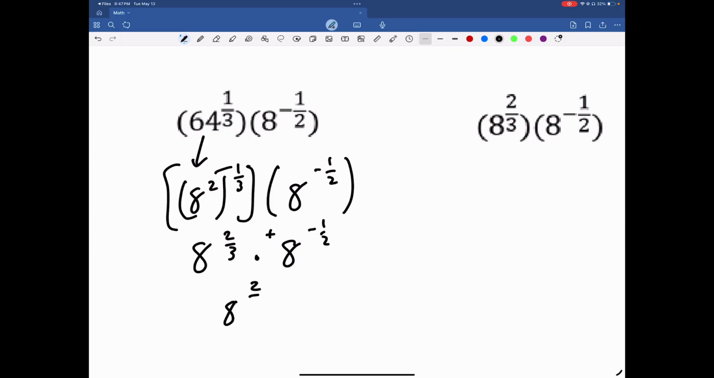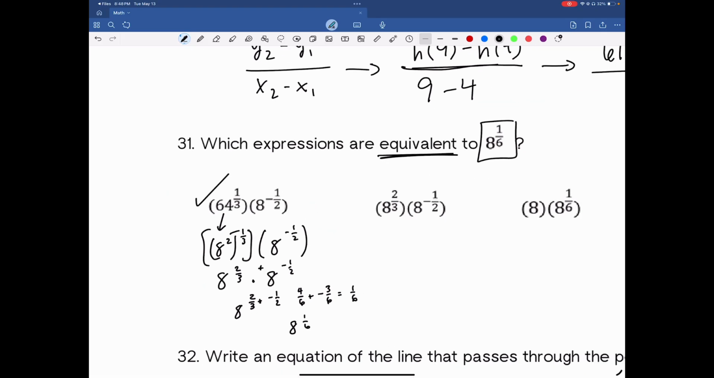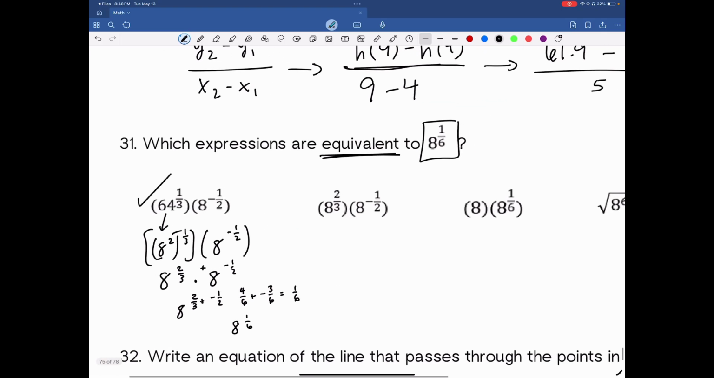So we have 8 to the 2/3 plus negative 1/2. 2/3 plus negative 1/2, that's going to be 4/6 plus negative 3/6, which is going to be 1/6. So we will get 8 to the 1/6, which is what we originally had. So this one's good. All right, 8 to the 2/3 times 8 to the negative 1/2. That one's going to be good because that's what we had down here.